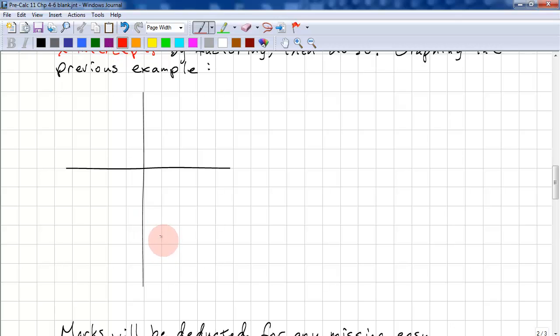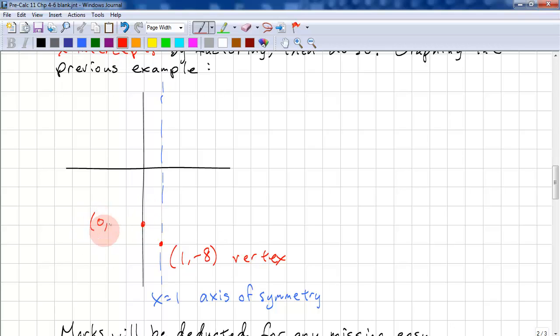So from the previous example, we have our vertex at 1, negative 8 from our calculations. We also have our axis of symmetry, x equals 1. We know our y-intercept is negative 6. And because of symmetry, we have this point.